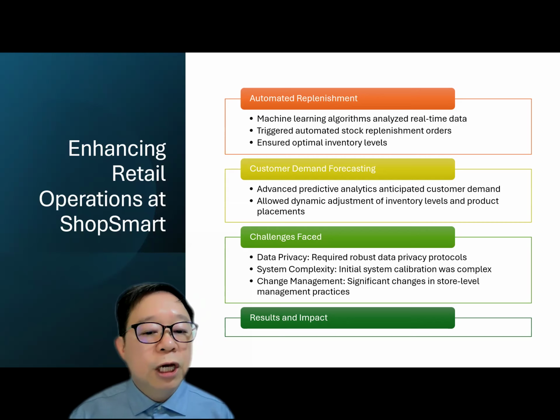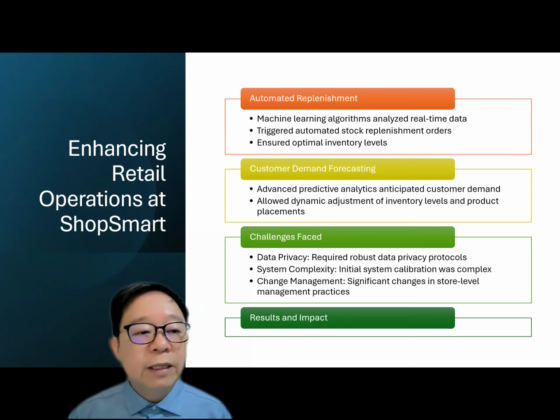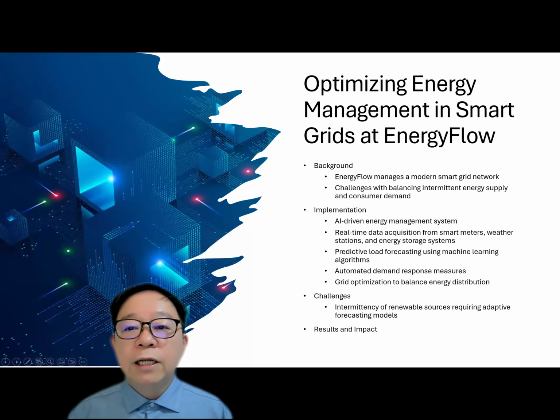So the challenge they face initially, of course, they face certain challenges, right, by implementing that. It's the data privacy, of course, right? So you make sure that they have good data protection. Also, the system is complicated, right? So they need to have a very good AI team, and change management, to make sure that different levels, store level, agree or understand the AI technology, right? So that is the retail industry.